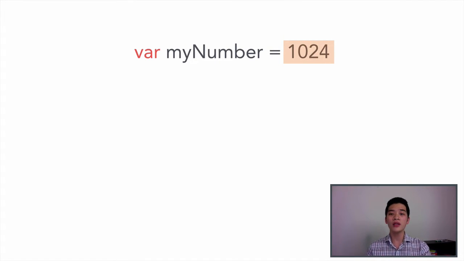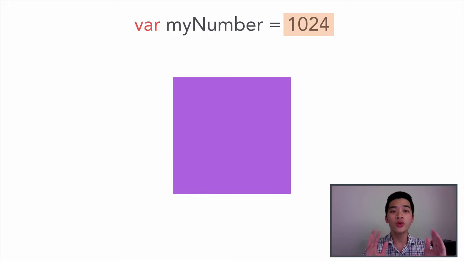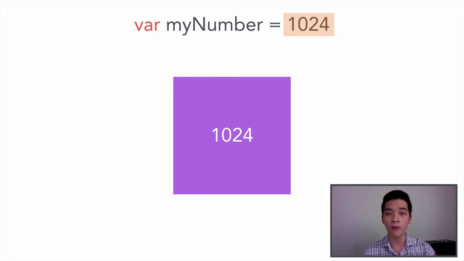So now, when we write this line of code, var my number equals 1024, what does Swift do? Well, it turns out that it does very simple things. It will just create a placeholder in the memory in the computer. Okay, it creates a box, and inside this box it puts the value of 1024. Or in the case of my str, var str equals hello playground, it will put the hello playground inside this box, right?